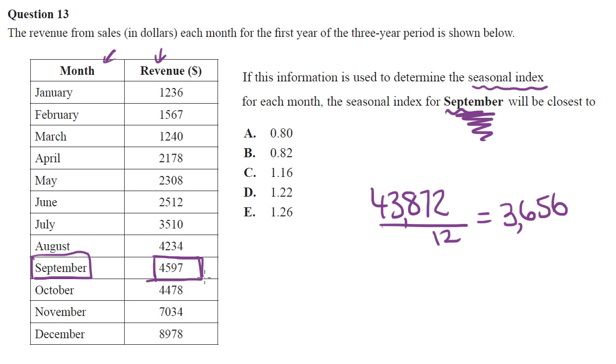4597 for September is greater than that. It's better than average. So our seasonal index should be 1 point something because it's above. So how do we find it? We take this number, 4597, and we divide it by the average for all of these, which is 3656, and you get 1.26. So the answer is E.